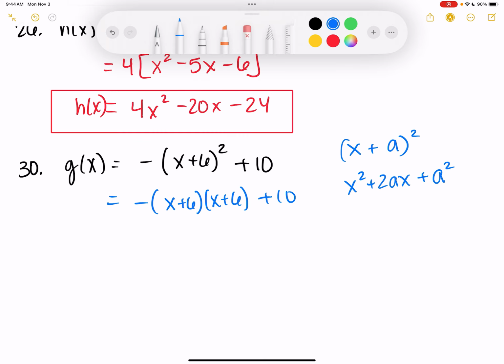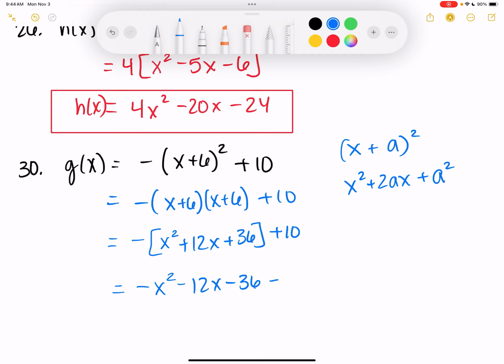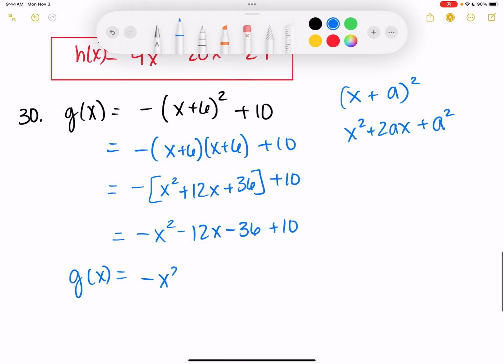So, I've got x squared plus 6x, plus 6x, so plus 12x plus 36, and then plus 10. I'm going to multiply this negative through everything, so I've got negative x squared minus 12x minus 36, and then plus 10. So my final answer, g of x, is equal to negative x squared minus 12x minus 26.